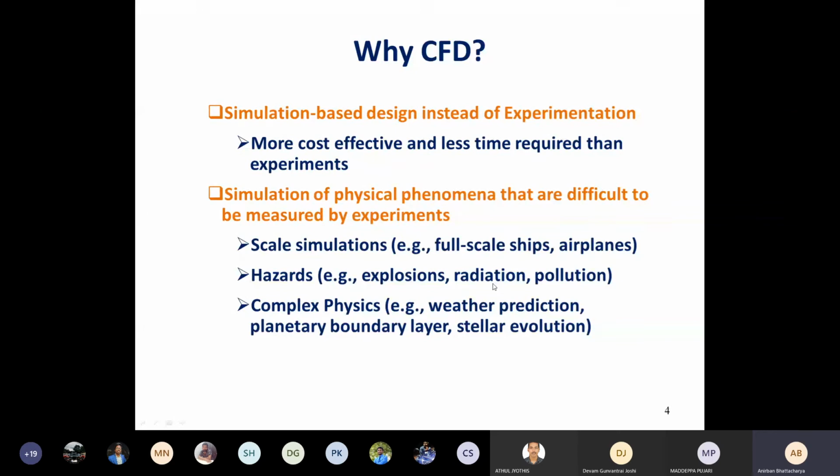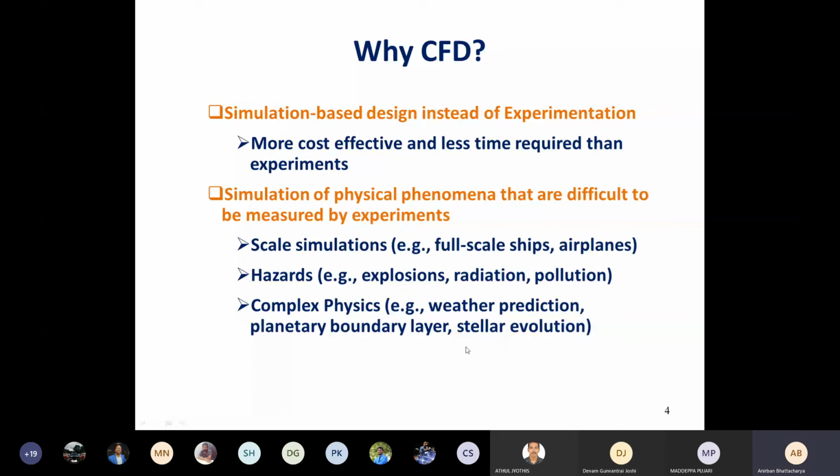Okay. There may be radiation, which is not conducive for experimental study. Some pollution effects may be there, a lot of other things. The physics may be too complex. Again, it is related to the first point. You cannot do that experiment in a controlled environment, such as cloud formation, or lightning strike during cloud formation, planetary boundary layer evolution.